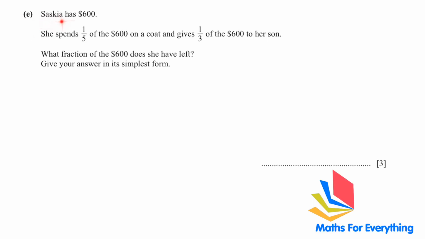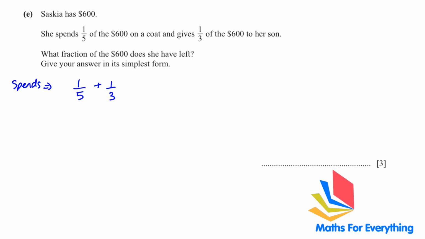Part E of the question. Saskia has $600. She spends 1/5 of the 600 on a coat and gives 1/3 of the 600 to her son. What fraction of the 600 does she have left? Give your answer in its simplest form. She spends 1/5 of the 600 on a coat and 1/3 of the 600 she gives to her son. So this is basically what she spends.